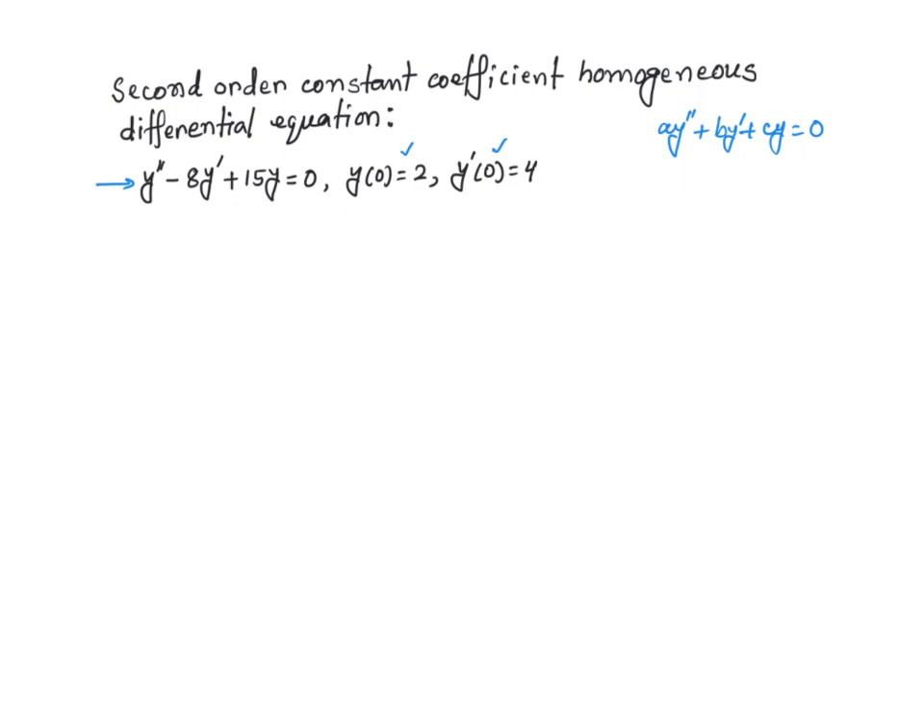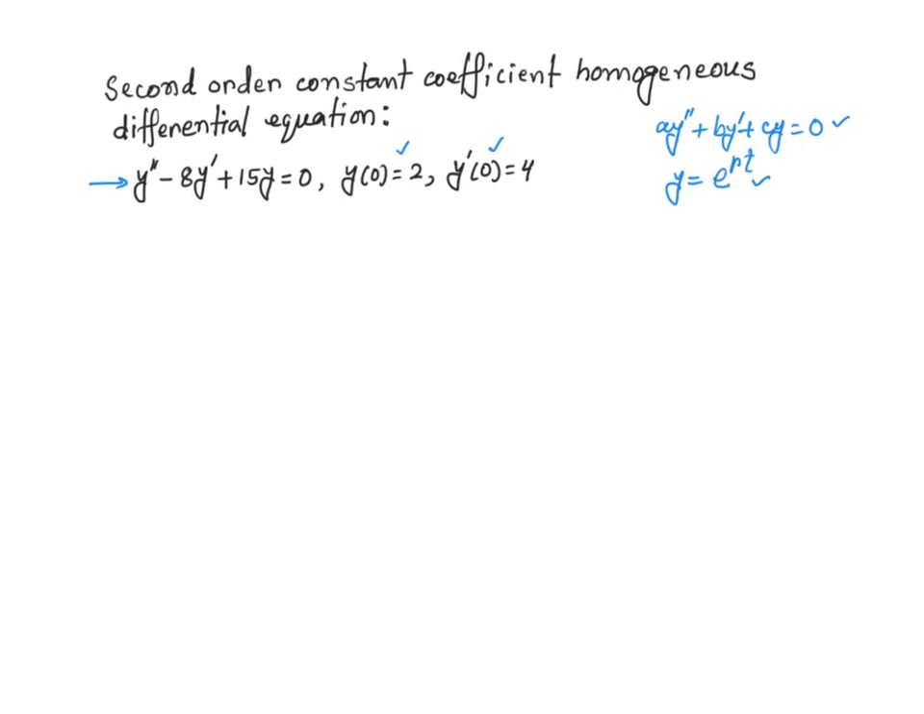Now, for this type of differential equations, the general solution is of the form e to the power rt. That's the assumption we make. And if that is the case, y prime is going to be r times e to the power rt, and y double prime is going to be r squared times e to the power rt. r is a number that has to be determined.